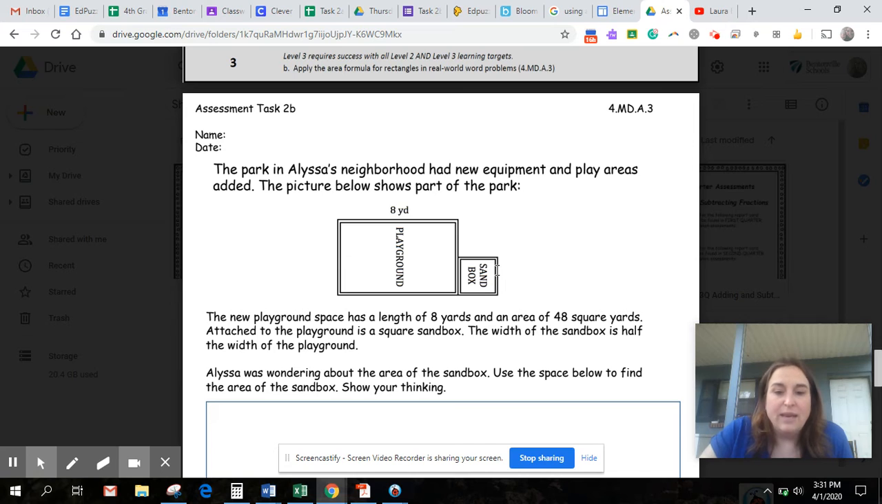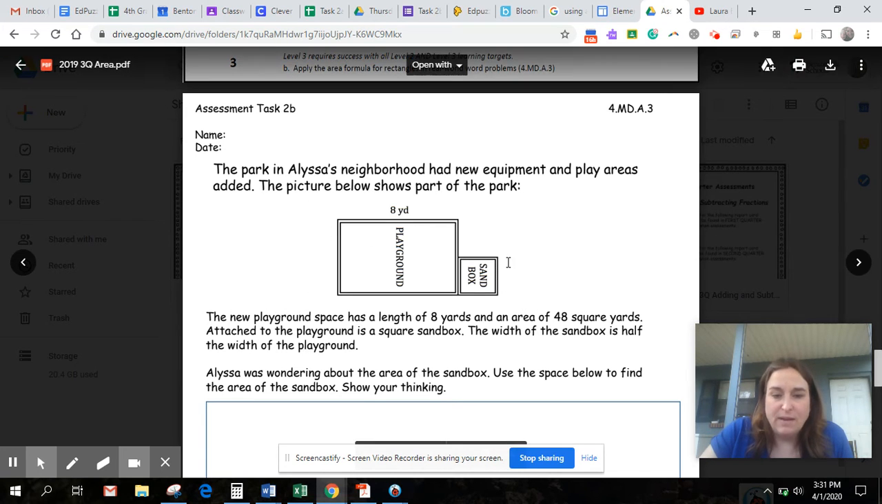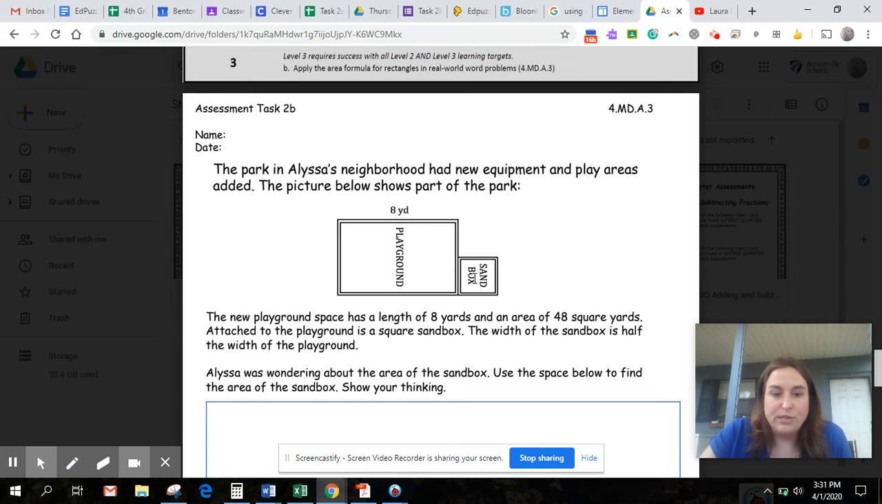Okay, now you've found out the width of the playground and the width of the sandbox. I want to read a certain part to you again. Attached to the playground is a square sandbox. What do we know about squares? What is special about squares? Could what we already know about squares help us to find the length of the sandbox since we already know the width of the sandbox? Answer that question now. What do we know about squares to help us find the length of the sandbox?